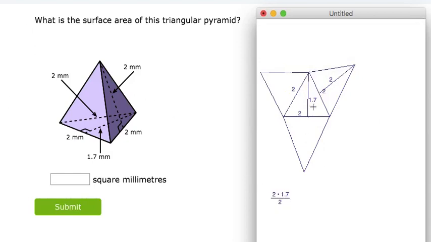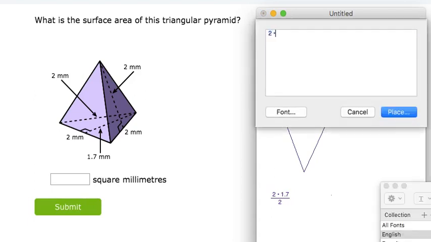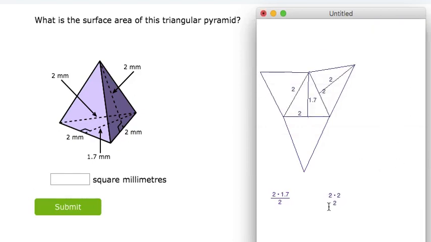And then to get the area of the rest of these, let me start by getting just this triangle here. This is one of the lateral faces. Remember, lateral faces are those faces that are not the base. So it's going to have 2 times 2 divided by 2. 2 is the base of my triangle. 2 is also the height of that triangle. And then base times height over 2 is your formula for the area of a triangle.